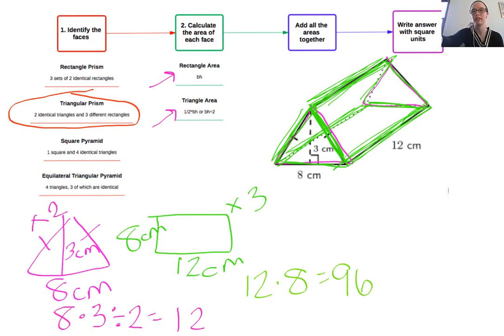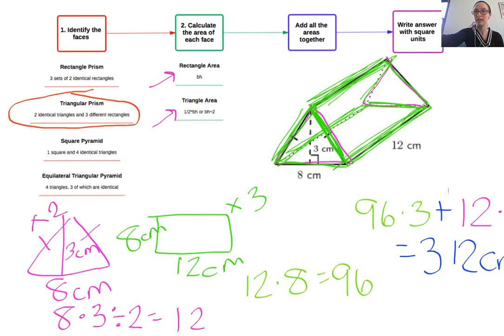I know there's 3 rectangles, so 96 times 3. And I know that there are 2 triangles. I'm going to do 12 times 2. And I'm going to add those together. And I get 312 centimeters squared.